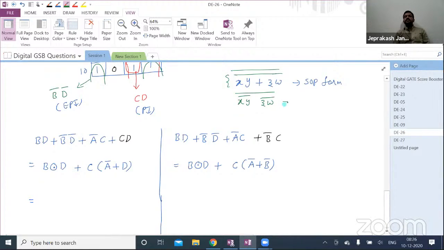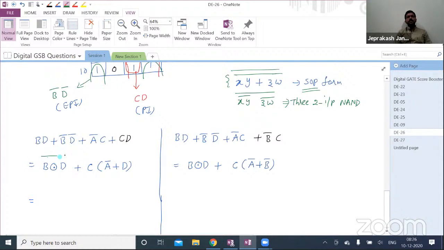How many 2 input NAND gates do we require? 3, right? Yes, very good. We require three 2 input NAND gates. Whenever you are having SOP form, it is easy to implement by using NAND gates. Whenever you are having POS form, it is easy to implement by using NOR gates, right? Now, this is SOP form.